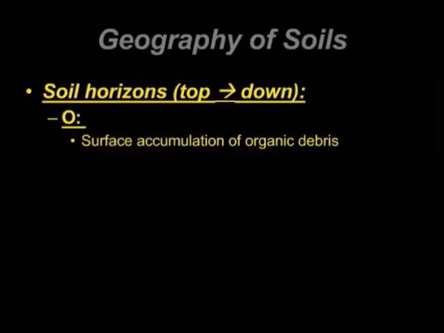Talking about soil horizons, we'll start at the top and work our way down. We begin with the O layer, and O comes from the word organic. What we have here is the surface accumulation of organic debris. We also refer to this as plant litter, so here we have more organic matter.